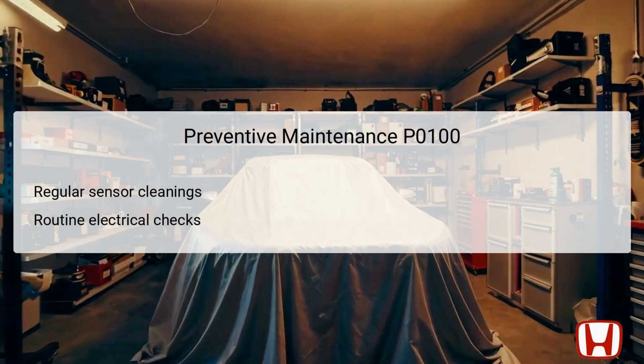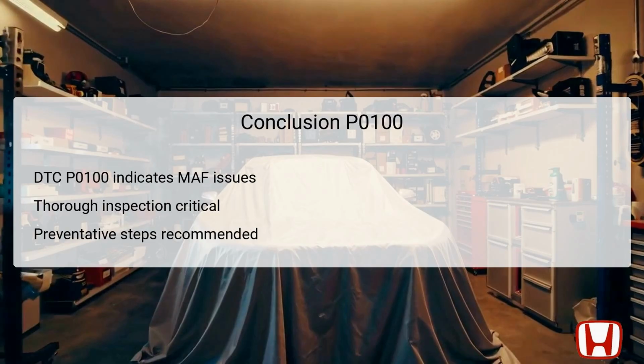In summary, DTC P0100 signals a problem within the mass airflow sensor circuit that can significantly impact engine performance if left unresolved. The troubleshooting process involves systematic inspection of the MAF sensor, related wiring, and the PCM to determine the source of the issue.